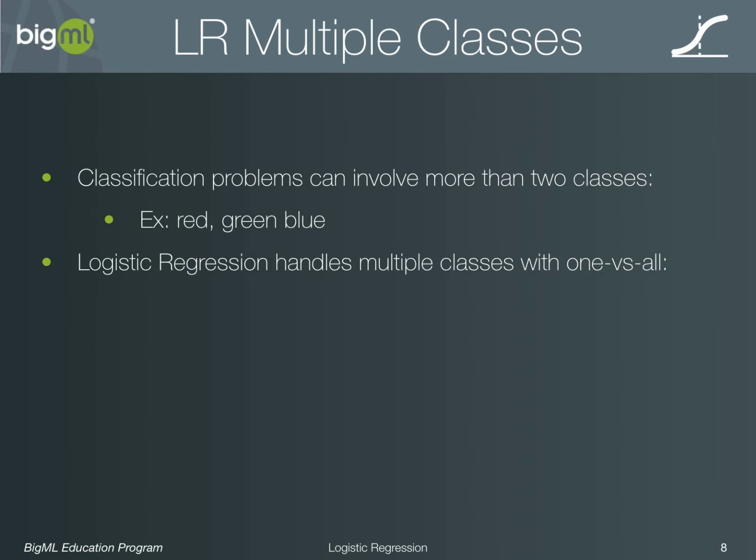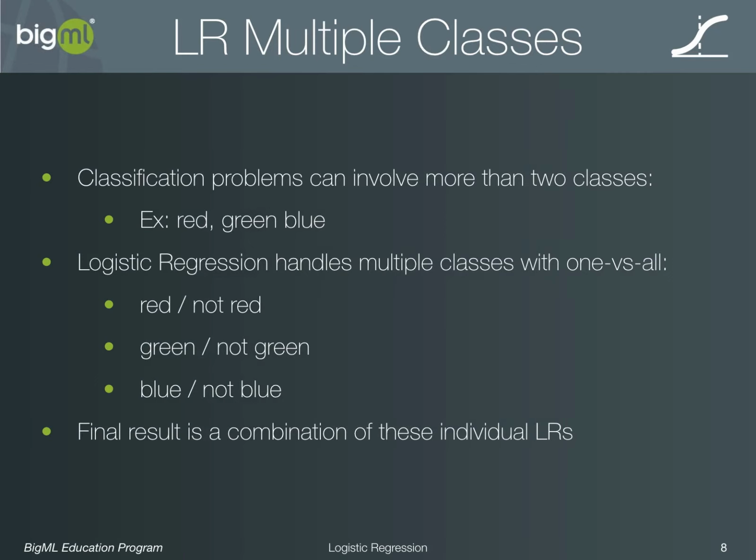For example, we could build a logistic regression for red versus not red, green versus not green, and blue versus not blue. And then to compute the final result, these separate logistic regression computations are combined into a single probability for each class. This sounds difficult, but fortunately it is handled transparently by BigML.